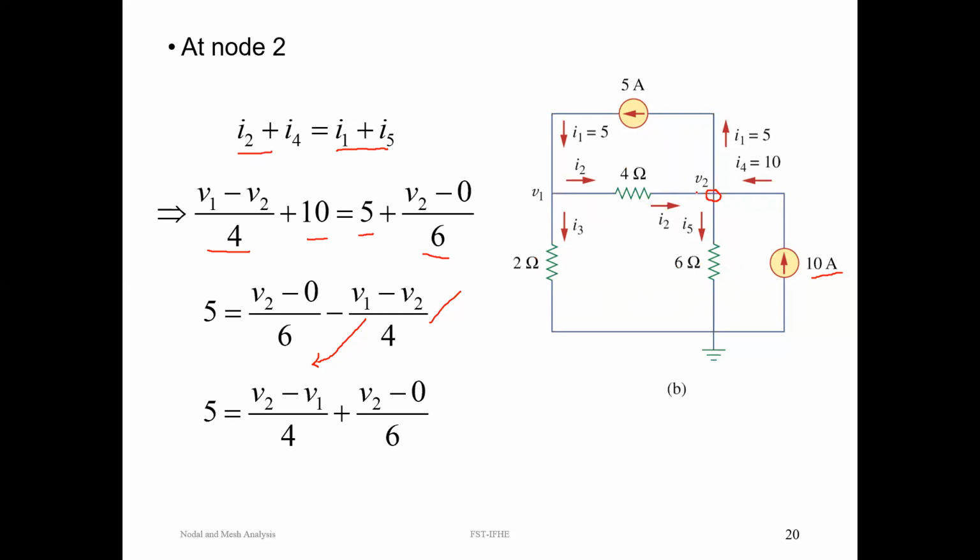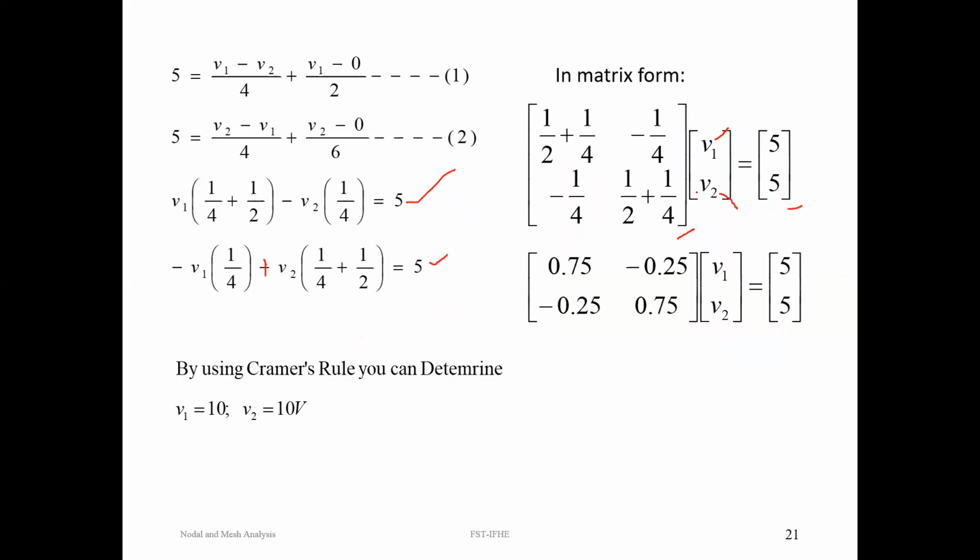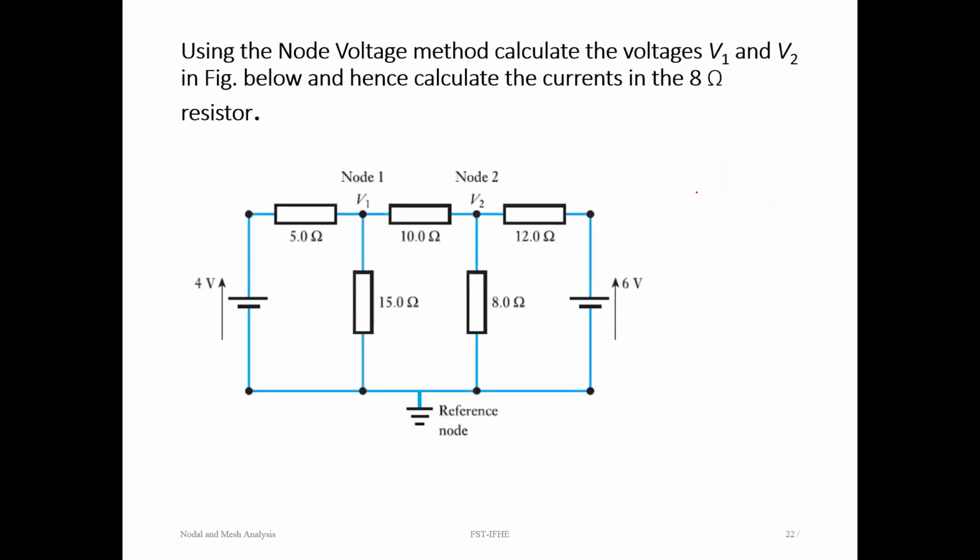Let us solve one more problem using nodal analysis. This is a problem taken from your textbook, Hughes. As seen in the circuit, using the node voltage method, calculate V1, V2 and the current through the 8 ohms. There is no need to do the first step, because he has already mentioned the reference node, and apart from the reference node there are two nodes, node 1 and node 2. As given in the problem, you need to determine what V1 and V2 are.